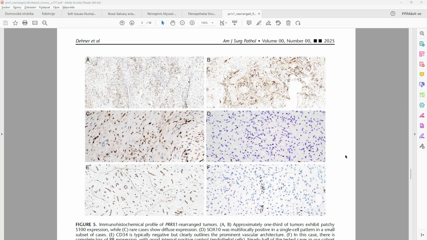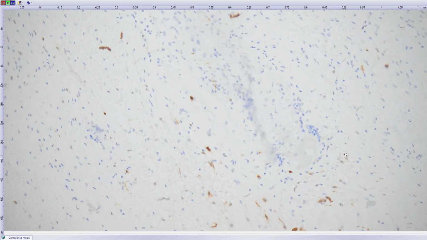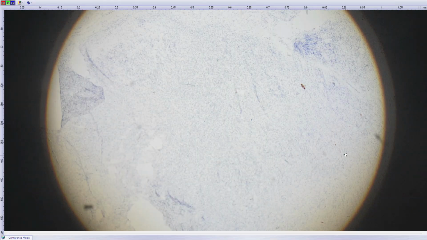Look at this case. This is from the tumor I showed you, and this is S100 protein. It's mostly completely negative, but if you look carefully, you will find small areas where some of the tumor cells are positive. This is really, really focal, but I think this is in the tumor cells. The other cases I've seen were usually more prominent. I didn't do SOX10 here.